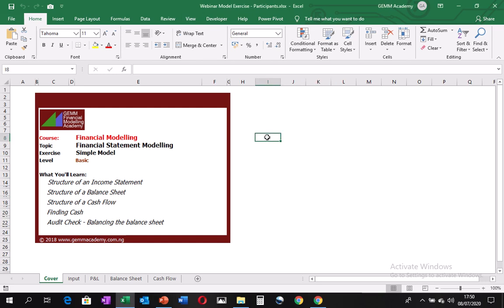Alright, so here we've got to do a simple financial model. It's at the basic level. Here we'll be looking at the structure of the income statement, the structure of the balance sheet, the structure of the cash flow, finding the cash, and also establishing and auditing a balance sheet check on our balance sheet to show whether it balances or not.